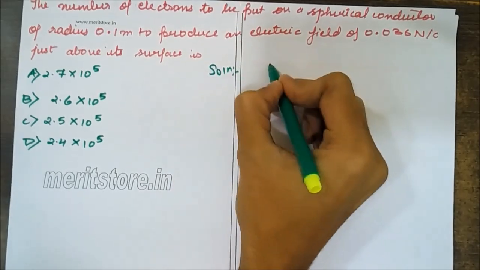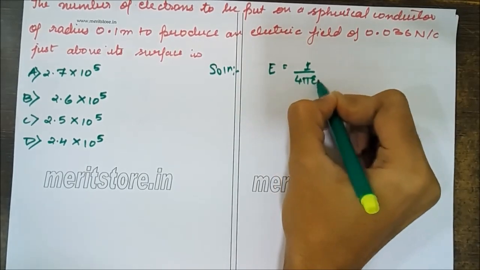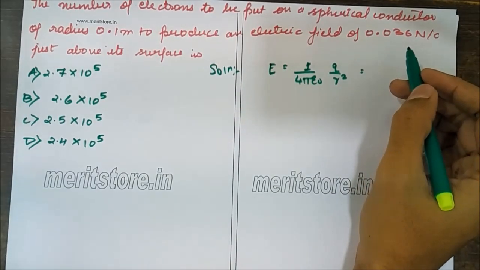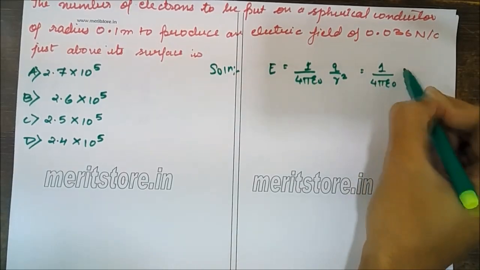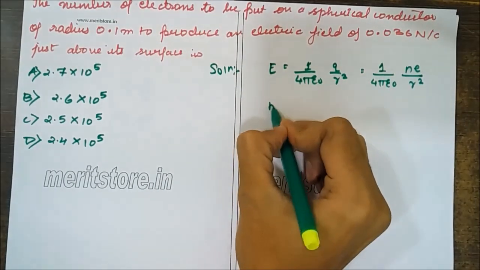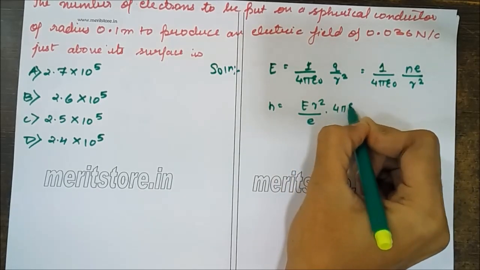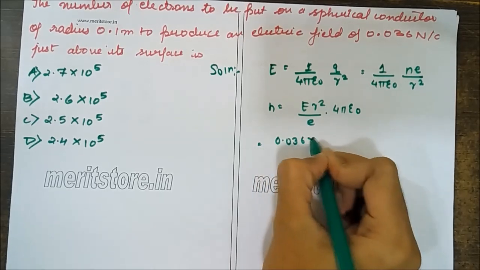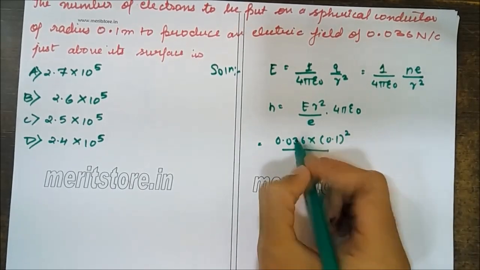Here we use the formula for the electric field intensity, E equals 1 upon 4πε₀ times q upon r². The charge q is the number of electrons multiplied by the charge e, so E = 1/(4πε₀) · ne/r². Here we need to find n, so n equals E r² upon e into 1/(4πε₀). Substitute the values: E is 0.036, multiplied by the radius 0.1 meter squared.